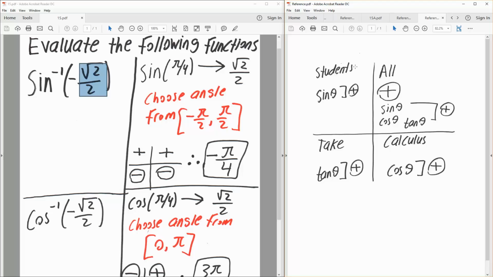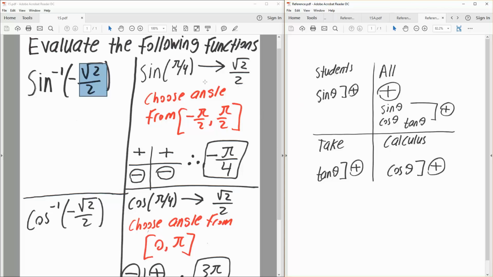So we know all students take calculus. So all sine is positive, cosine is positive, tan is positive. So this is a positive. And here, calculus, only cosine is positive. So sine is negative. And since we have a negative in the front, we will take negative pi over 4.